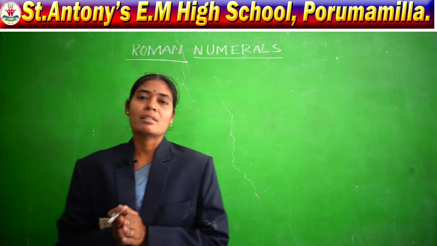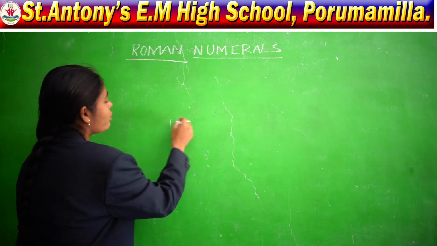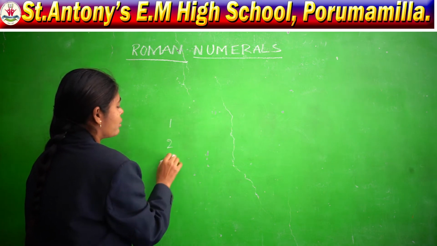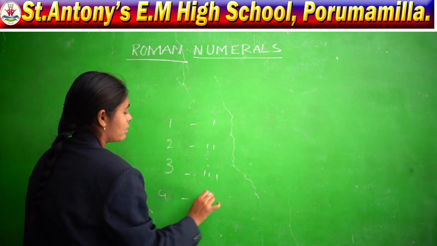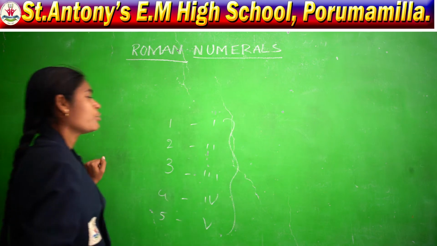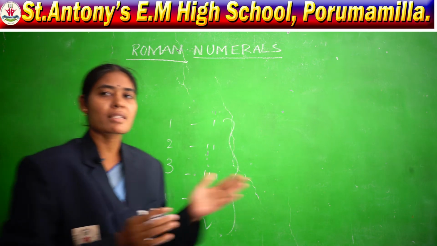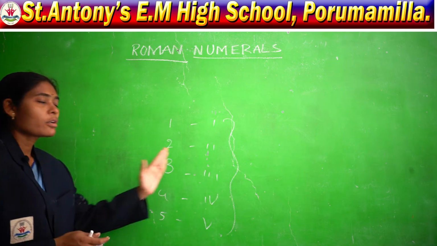Other numerals we use instead of 1, 2, 3, 4, 5. Other numerals we use instead of 1, 2, 3 or the remaining numbers. Those numbers are called Roman numerals.